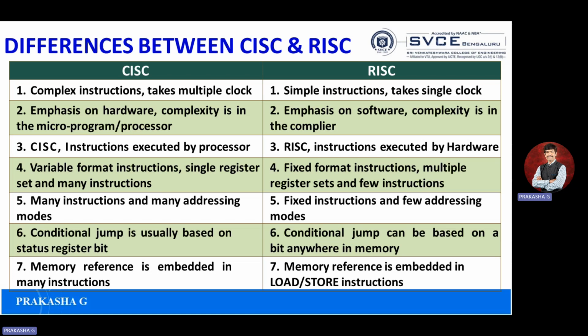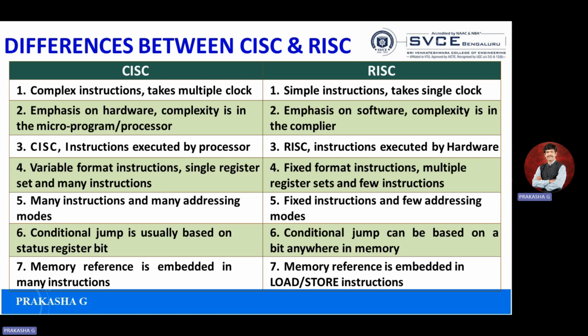What is the status register? If zero, if carry, if overflow. Okay, that is it. But in RISC, conditional jump can be based on a bit anywhere in the memory. Anywhere in the memory, in the 32 bits, whatever the bit is, based on the condition, it can take that. Memory reference is embedded in many instructions. In many instructions of CISC, it always keeps the memory reference.